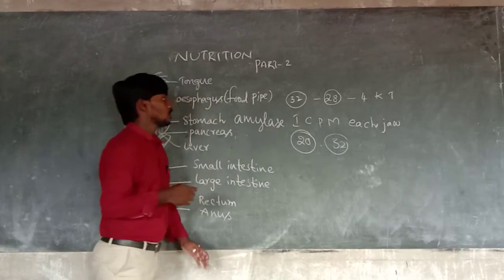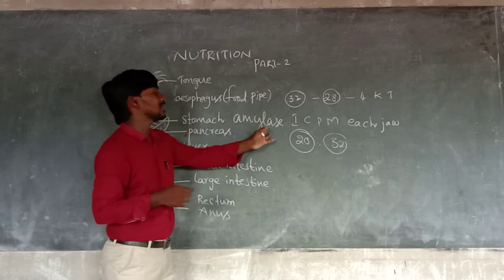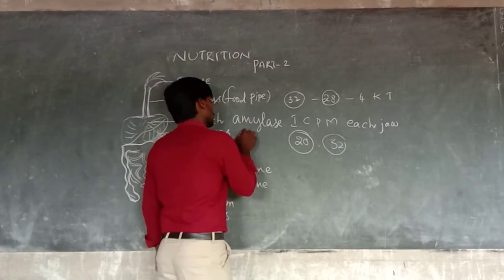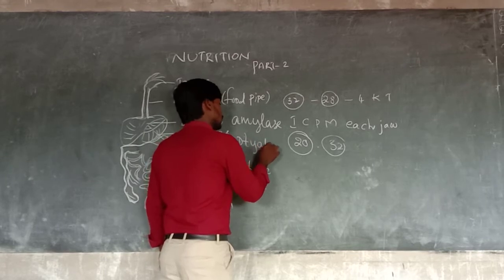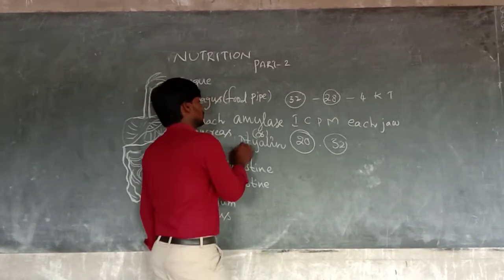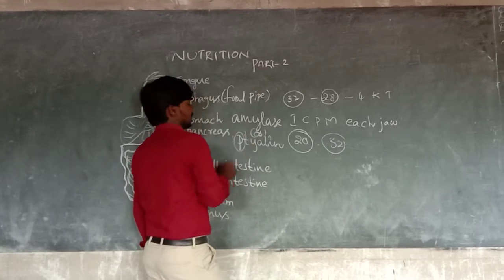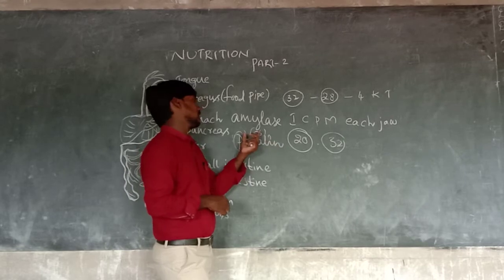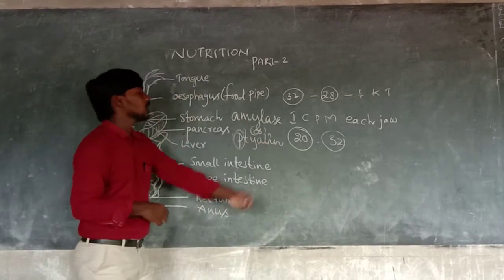Amylase. What is another name for amylase? Say anyone. That is ptyalin. Amylase or ptyalin. The P is a silent letter. P-T-Y-A-L-I-N. Ptyalin. Amylase or ptyalin.